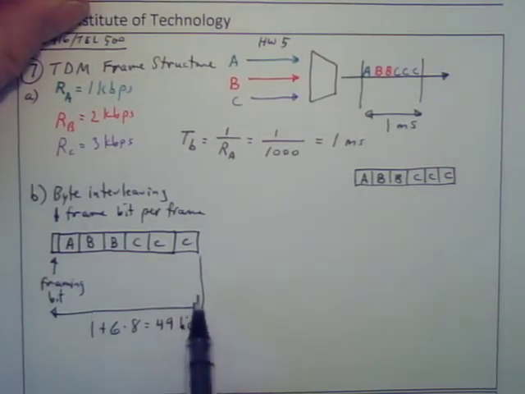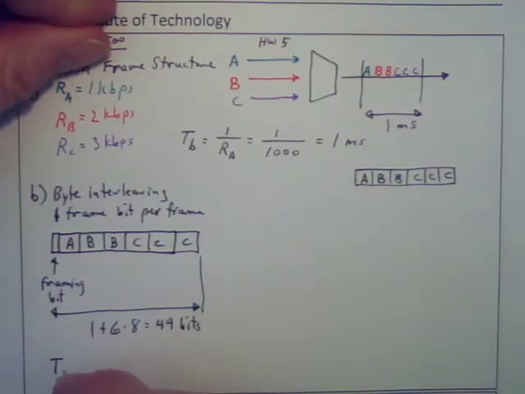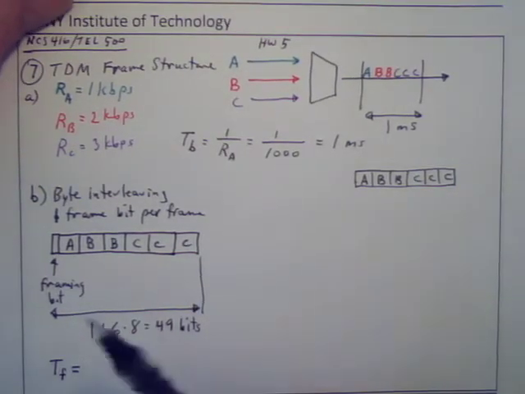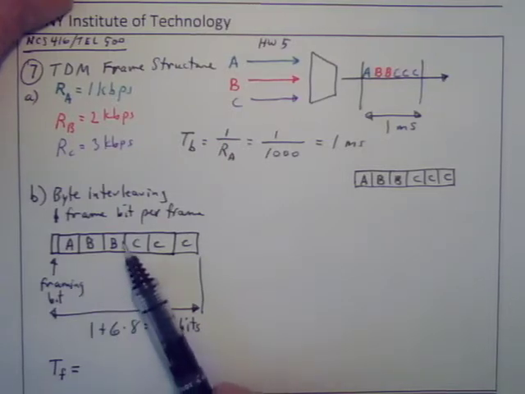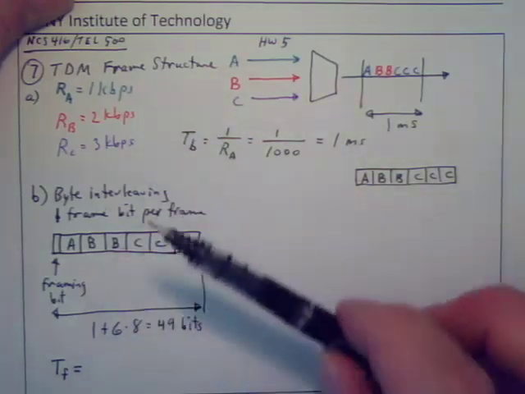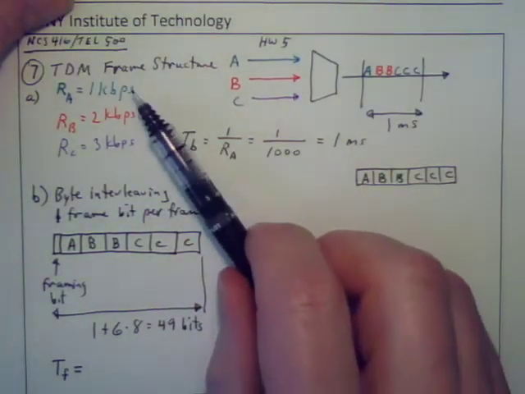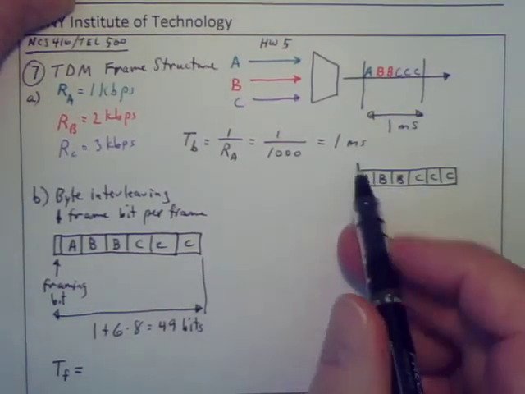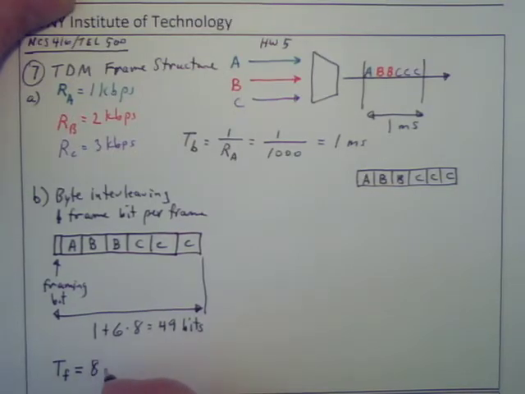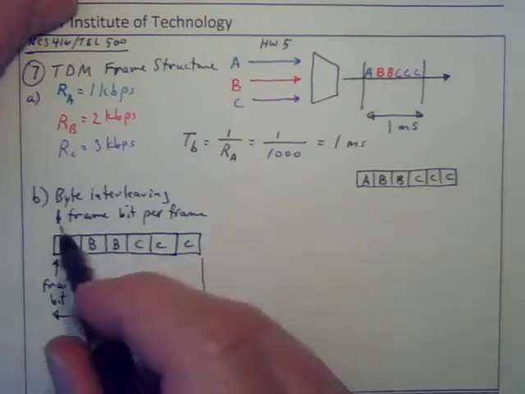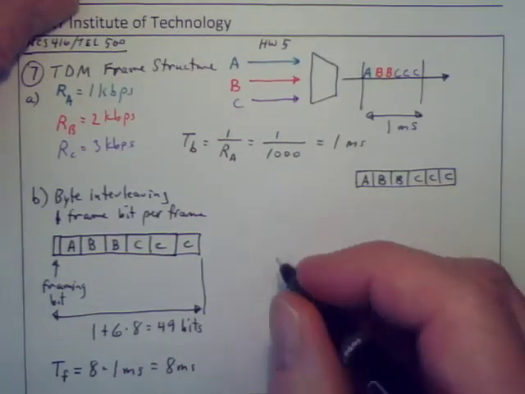This frame has to be sent out in a certain amount of time. The time for a frame is equal to the time it takes signal A to send 1 byte, or signal B to send 2 bytes, or signal C to send 3 bytes. These are all the same amount of time. It takes signal A 1 millisecond to send a bit, therefore 8 milliseconds to send 1 byte. So we can calculate the bit rate and the frame rate.